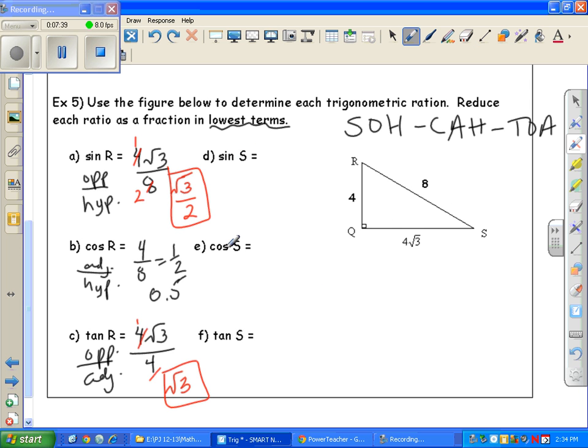If you use this strategy of writing in the diagram and writing out the ratios for the sides that you need, I think you'll find some success.